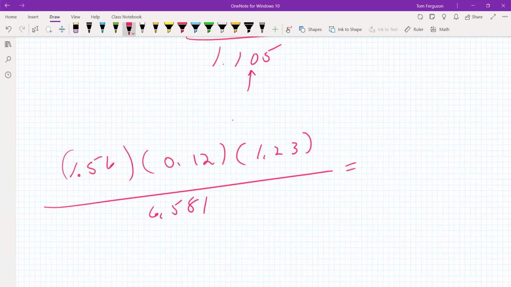Okay, to minimize your errors, your input errors, your writing down the intermediate answer and all that stuff, this is the way to do it. You let your calculator do the clicking for you.